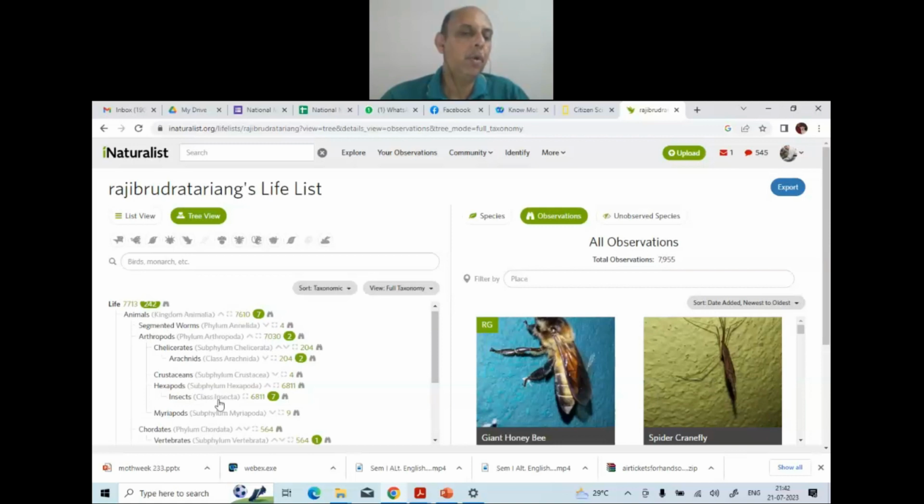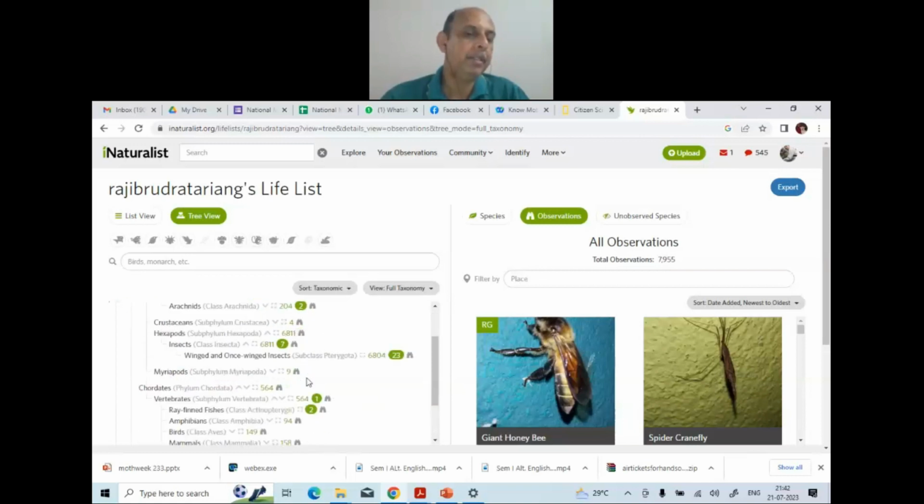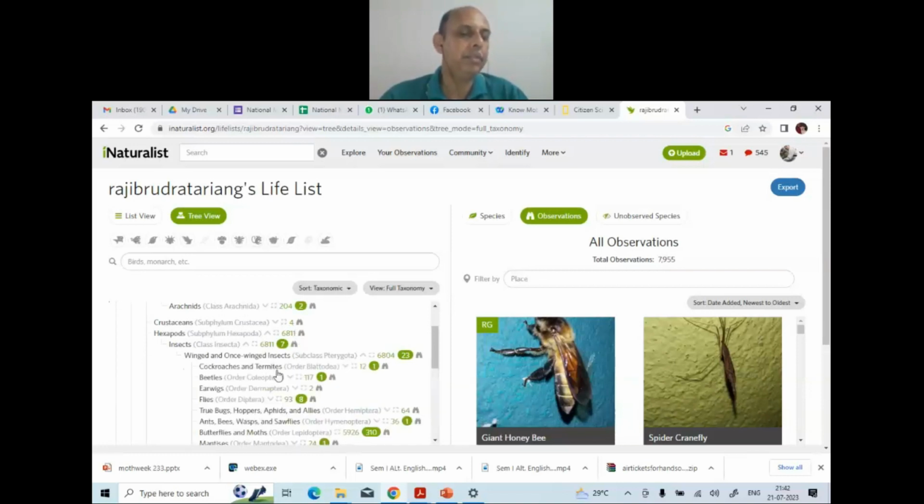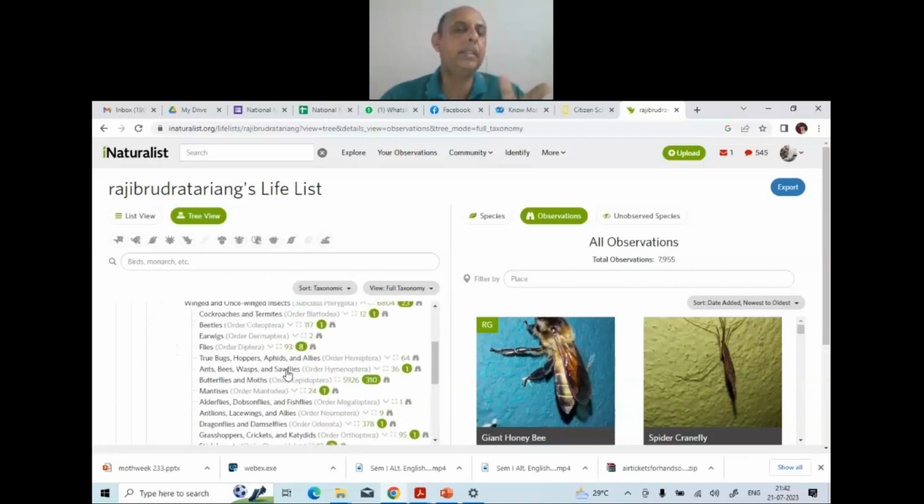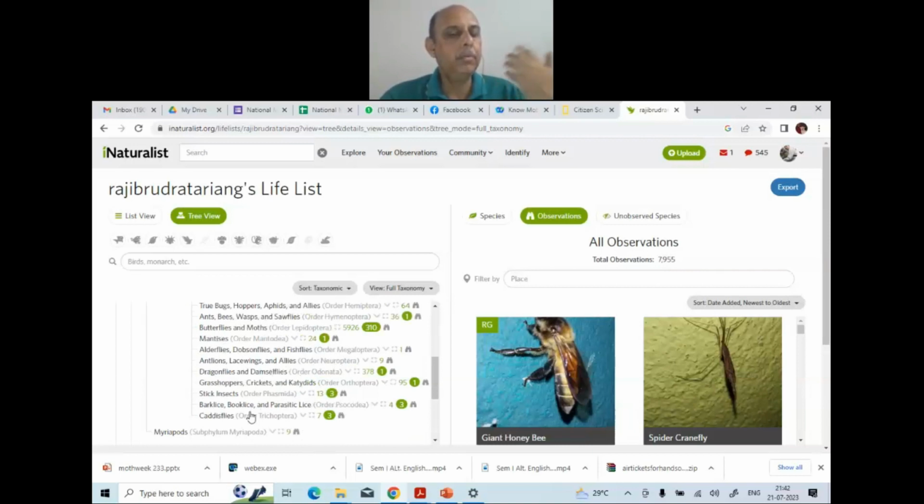Here we can go to the Hexapoda, the insects. You can see 6,811 insects have been uploaded over here. Among them, winged insects: you can see cockroaches one group, termites one group, then beetles, earwigs, flies, bugs, ants, bees, wasps, butterflies and moths, mantis. Whatever species we get, the entire list is there.